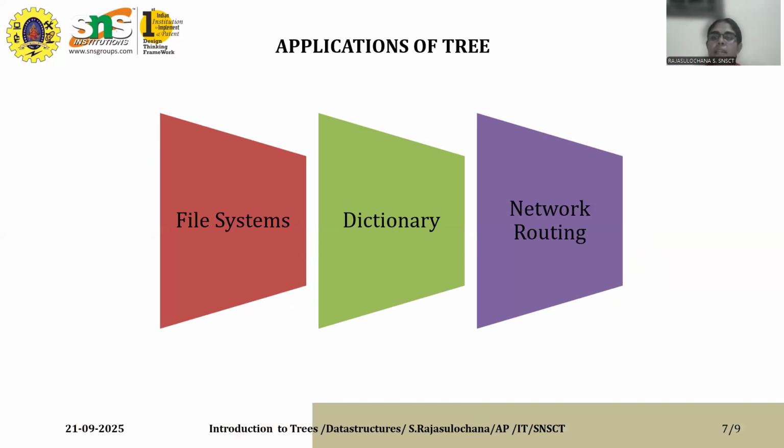Some of the applications of tree include file system, dictionary, and network routing. In the case of a file system, for example, if I'm storing a folder inside a folder on the desktop, it is listed as in the C directory. Inside the desktop, we have a folder called X, and inside that folder we have a file called a.txt. So this is the file system representation which is done with the help of tree data structure. These are the various applications of tree data structure.